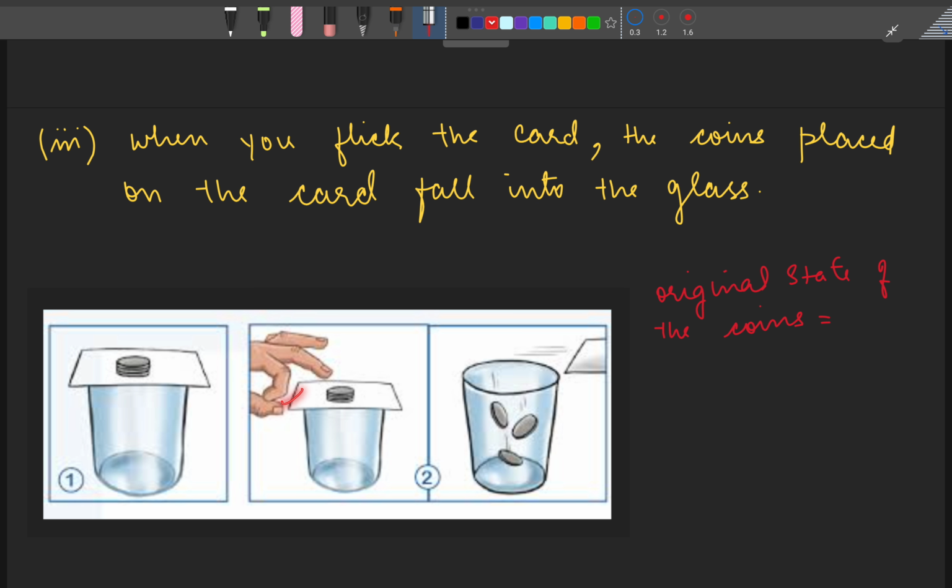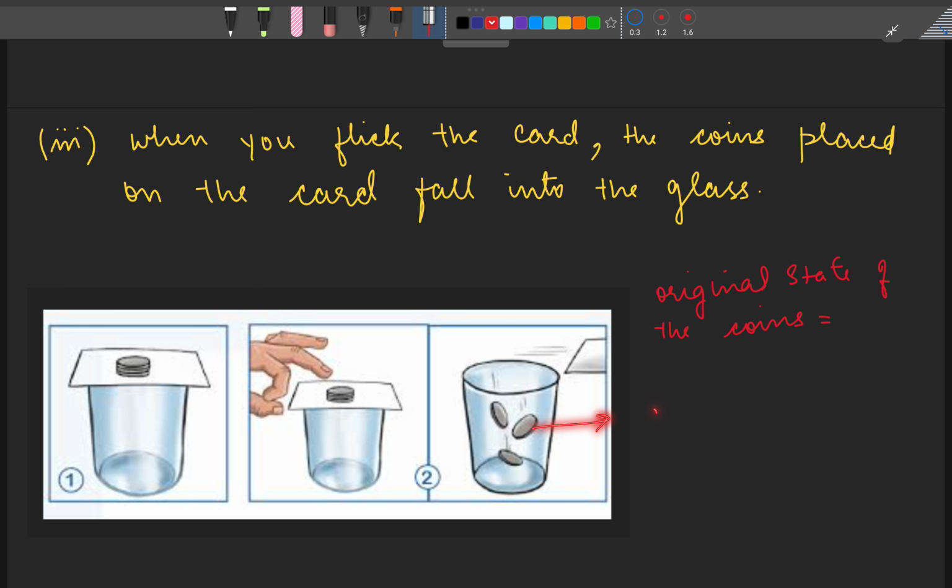When you quickly flick the card, the coins are not going to go away with the card and the coins are not going to go flying over. The coins are placed here, you remove the card, and they're going to fall down into the glass, right? Why? Because the coins were initially at rest, you applied force to the card, but the coins continued to stay at rest, so the coin is going to fall down. It had a base, so it was settled on the card. When you removed the base, it's going to fall down, right?